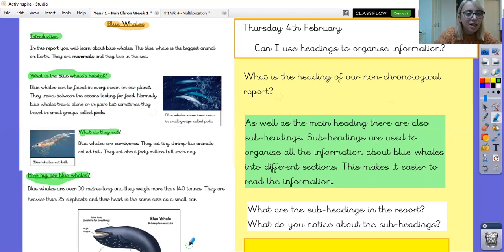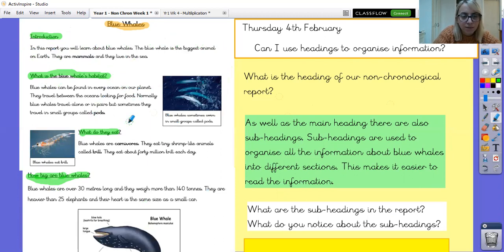Well, I notice that they are underlined. Often our headings, the heading at the top of the page and the subheadings, are underlined. That makes it clear to the reader what the information is going to be about below it. Now, what else do you notice?